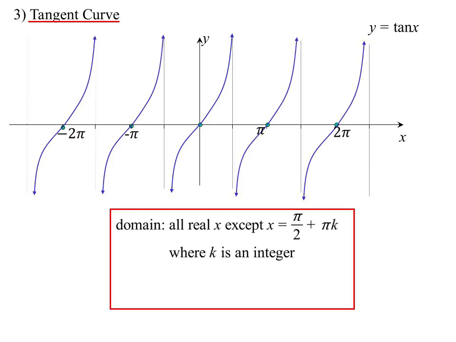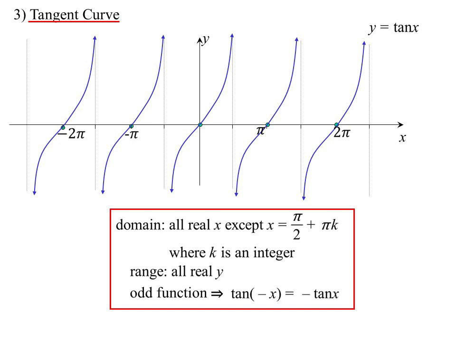Domain then, for this one, well, it's all real x, but we've got all of these asymptotes. So the easiest way of saying that is just to name one of them. Makes sense to do the first one, pi on 2, and then you say, well, this keeps repeating every pi. So plus pi k, where k's some integer. The range, everything, all real y.